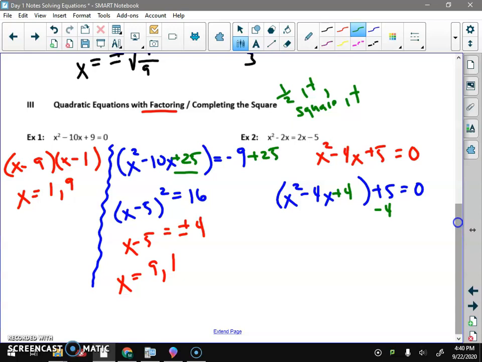X minus 4, x plus 4 is x minus 2 squared. Of course, it's a perfect square trinomial. Plus 5 and a minus 4 is a plus 1. That's our equation I'm going to solve. Subtract the 1.